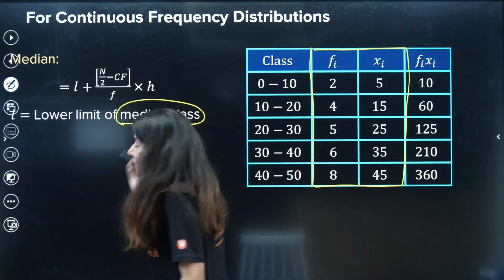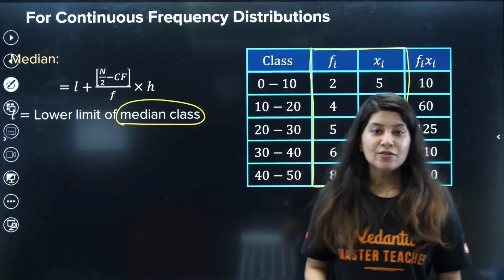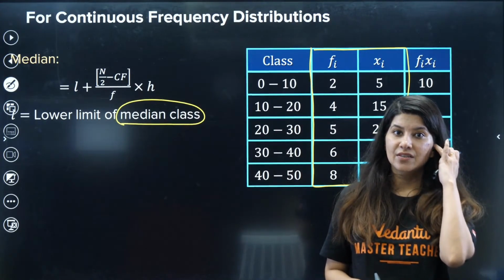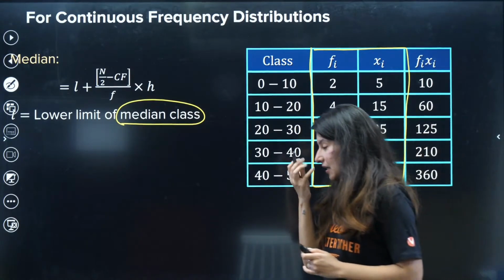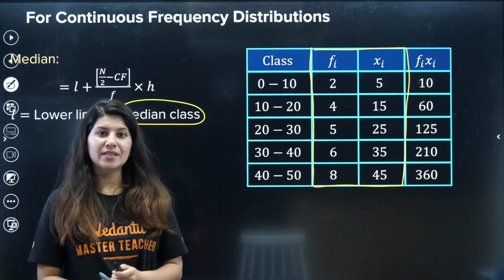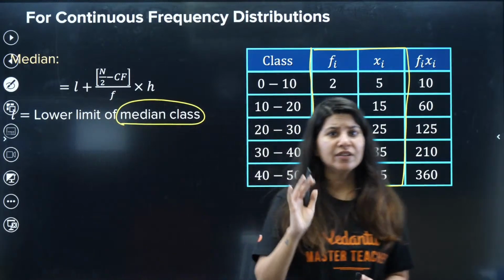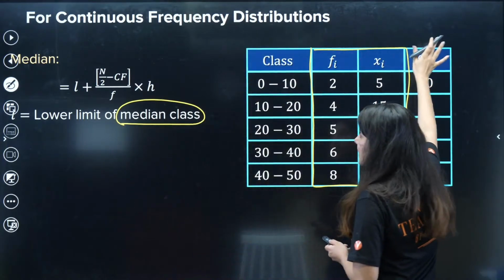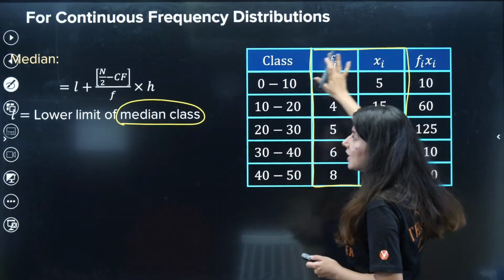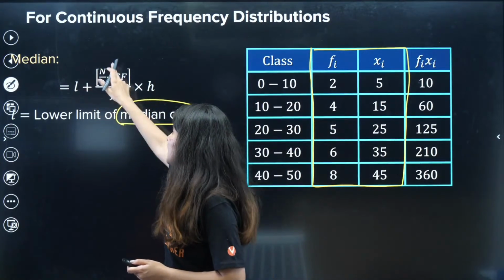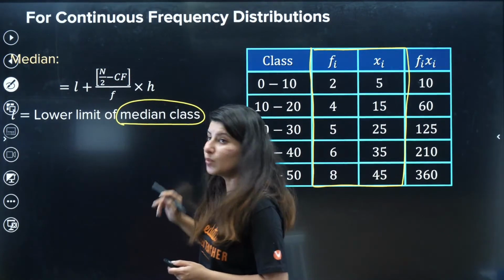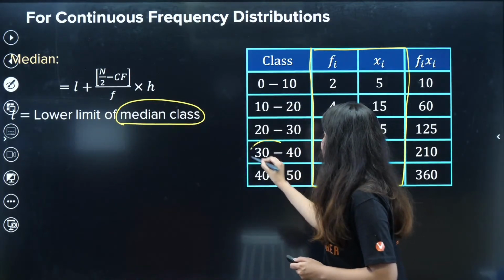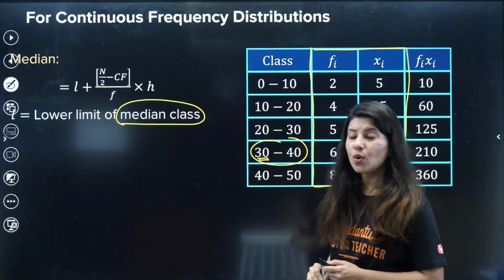Now you will ask me, ma'am, what is the median class? So first of all, we need to know how to calculate the median class. To calculate the median class, we need to calculate cumulative frequency. We will get back to this. For a continuous frequency distribution, you are given a table. You have this formula L plus (N by 2 minus CF) upon F into H, and we are studying L, the lower limit of the median class. Suppose this is the median class, then 30 would be your lower limit.